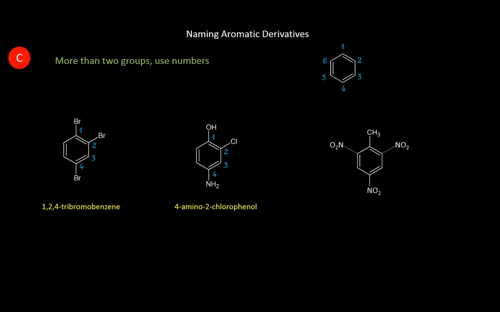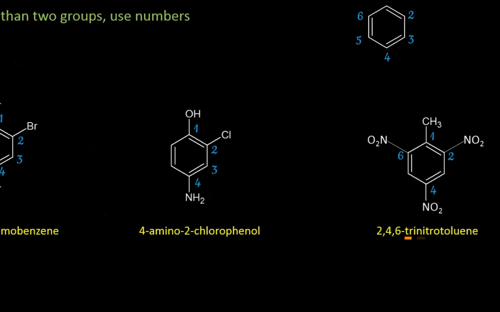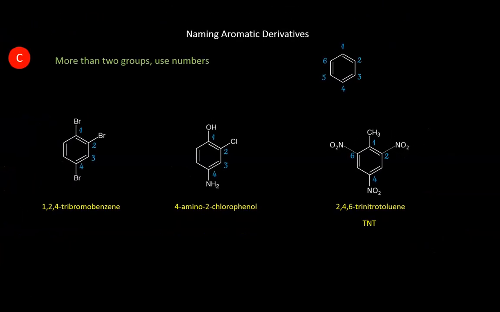Consider this one as a derivative of toluene. Then either way we number it, it has nitro groups on carbons 2, 4, and 6, giving us 2,4,6-trinitrotoluene. This is a very unstable molecule, and this property has been used to form TNT, not dynamite, which is nitroglycerin.